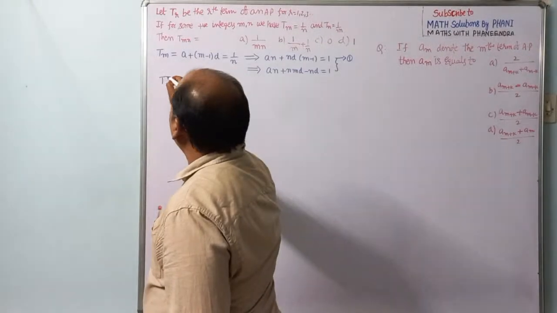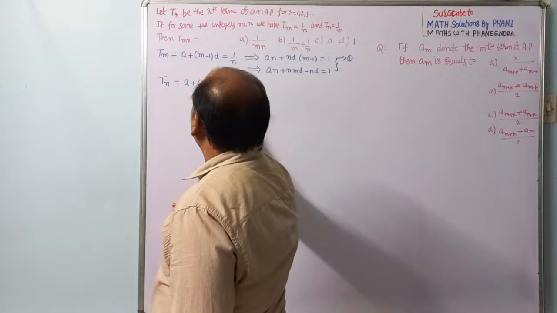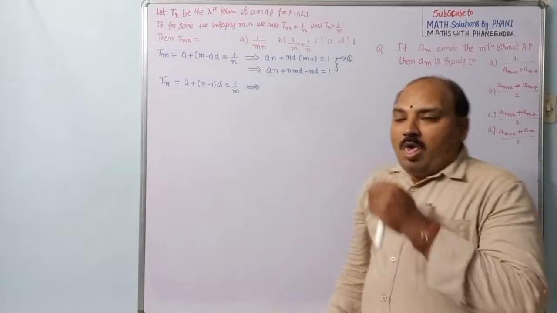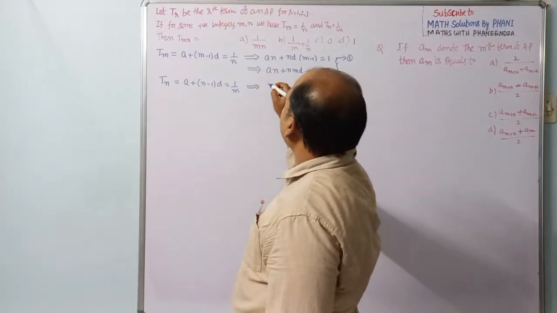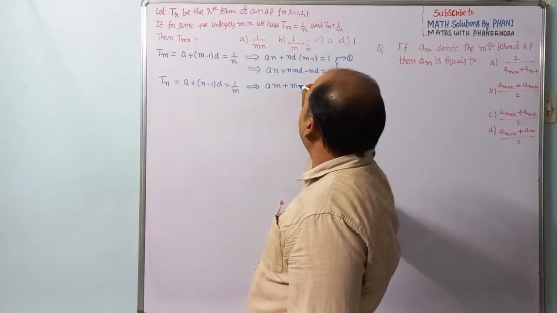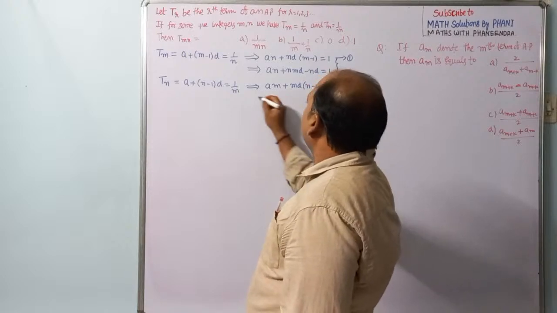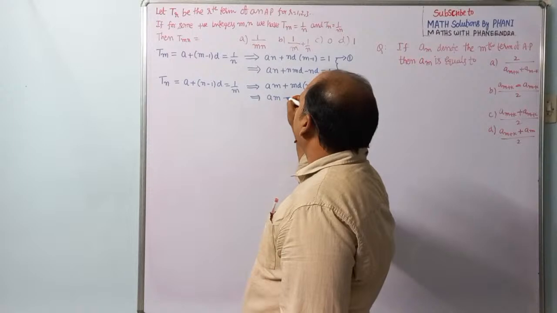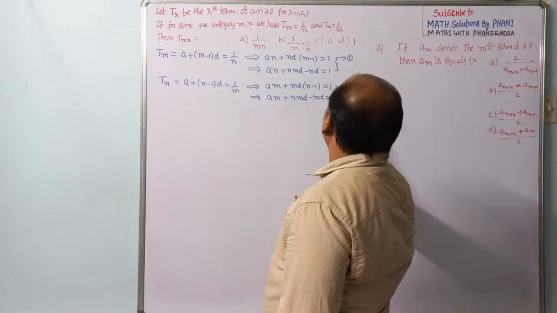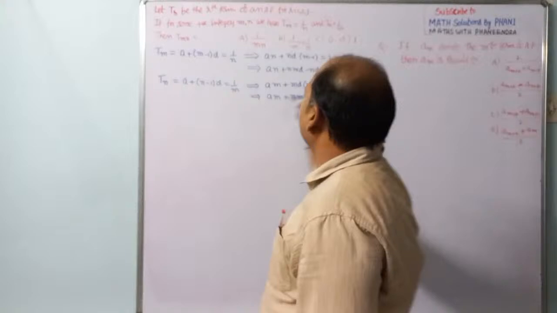Now, Tn, the nth term of AP, a plus n minus 1 into d equal to 1 by m. That implies, same cross multiply, am plus md into n minus 1 equal to 1. That implies that am plus nmd minus md equal to 1, equation number 2. We are simplifying equations 1 and 2.